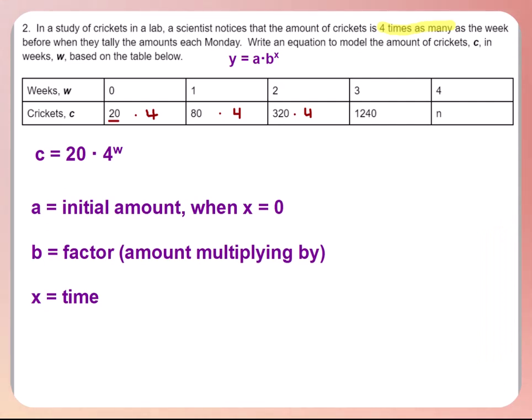Write this down on your study guide. A is the initial amount when X is 0. B is the growth factor, what you're multiplying by, and X is time.